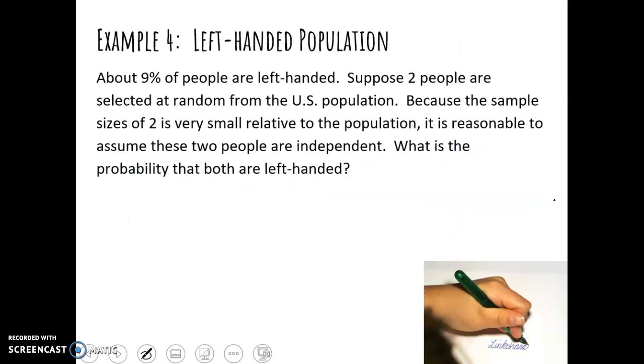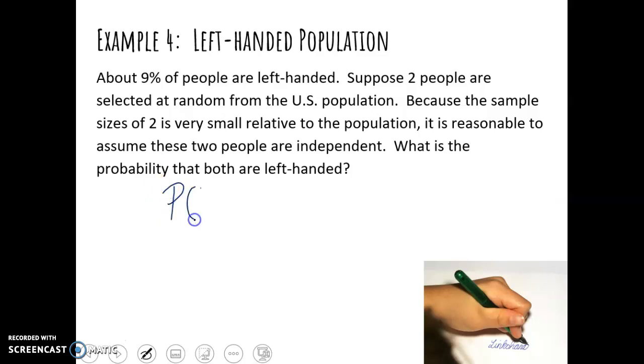Alright, example 4, left-handed population. About 9% of people are left-handed. Suppose that 2 people are selected at random from the U.S. population. Because the sample size of 2 is very small relative to the population, it's reasonable to assume that these 2 people are independent. What is the probability that both are left-handed?